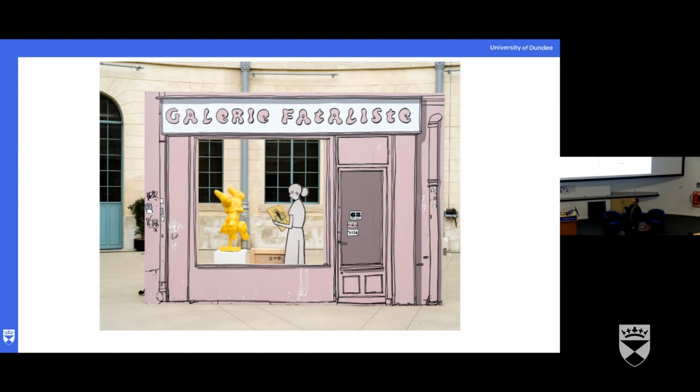Here's the gallerist in her small Parisian gallery, probably somewhere where the rent is low in Paris, slightly graffitied, unpacking the work and looking bemused. So I think that state of bemusement is what I want to inject into what I do quite often. So how do you feel initially? I feel confused. How do we unpack that? Let's make some work about it.